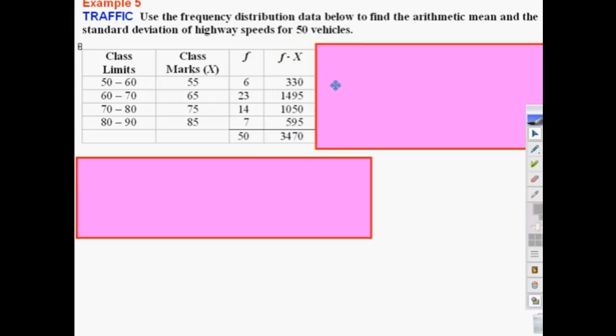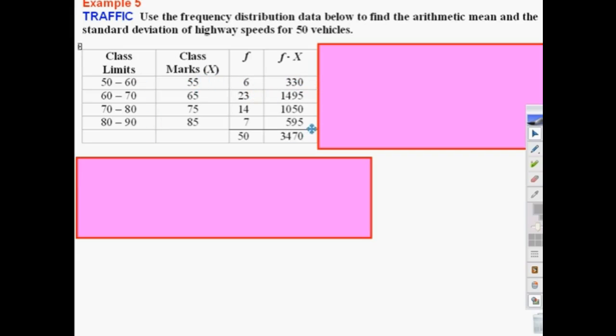All right, so the first thing we need to do is to take the frequency and multiply it by the class marks, which gives us an approximation of the sum of all the values in that class. Now, this is an approximation, we don't know exactly, but it is acceptable for our uses here. Okay? So I would expect, if I added up all the cars in the 50 to 60 mile per hour range, that if I added up all their speeds, they'd come out to 330. And that's 6 times 55.